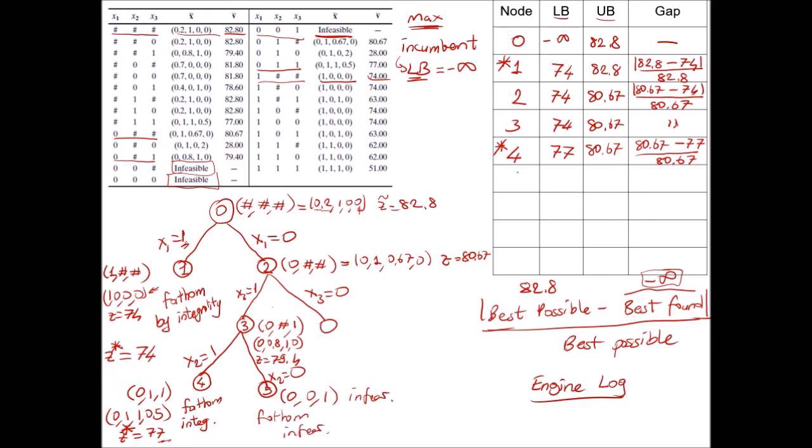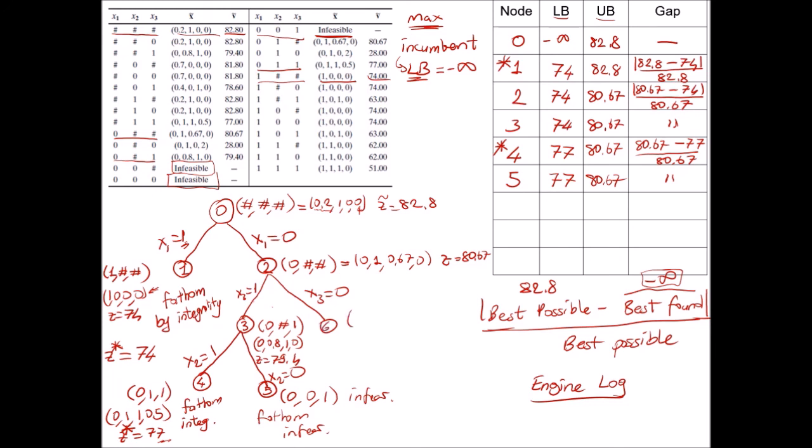So node number 5, what is our lower bound? The best solution that we found until now, it's still the previous one, 77. What is our upper bound? It will be the parent of the open node. Open node is this one, and its parent is this, and its value is 80.67. And it means that the gap value is still the same. And there's only one open branch. I need to select that one.